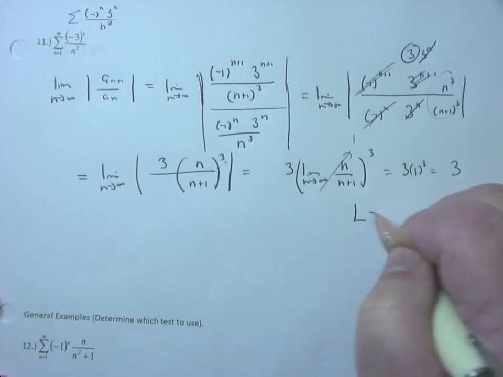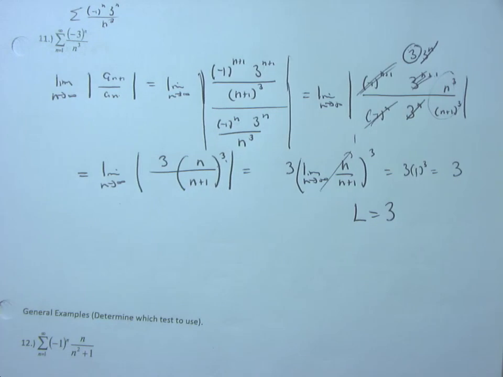Your L equals 3. But according to the ratio test, if L is less than 1, the series is convergent. It'll be absolutely convergent if it was an alternating series, which this is. If L is greater than 1, the series is divergent. If L equals 1, you should have tried another test. This was too simple. But we didn't get 1. What do we get? 3.